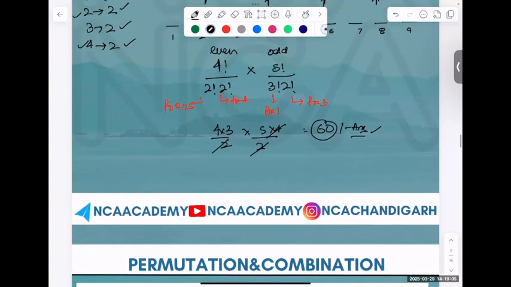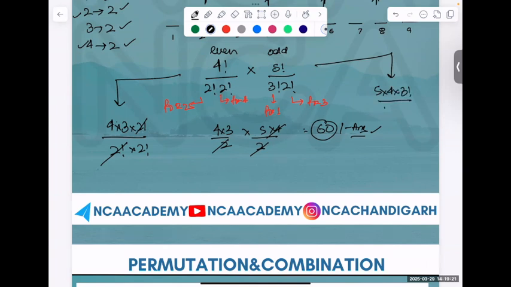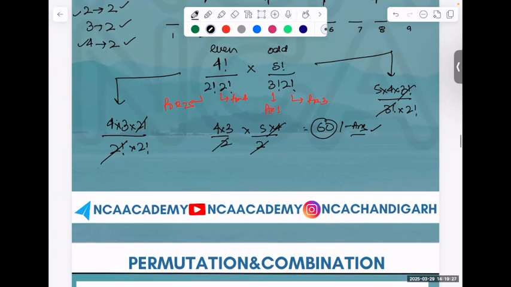Okay. Now suppose we have 4 factorial by 2 factorial. 4 factorial is 4 into 3 into 2 factorial, by 2 factorial into 2 factorial. So this and this would get cancelled. So I write 4 into 3 divided by 2. How would I write this? 5 into 4 into 3 factorial upon 3 factorial into 2 factorial. 3 gets cancelled. That's how we get it. Is it clear? Can we move ahead?